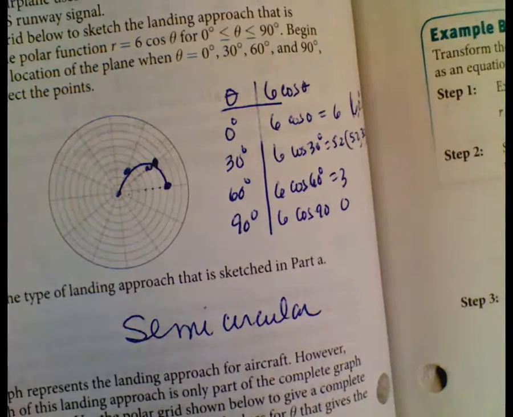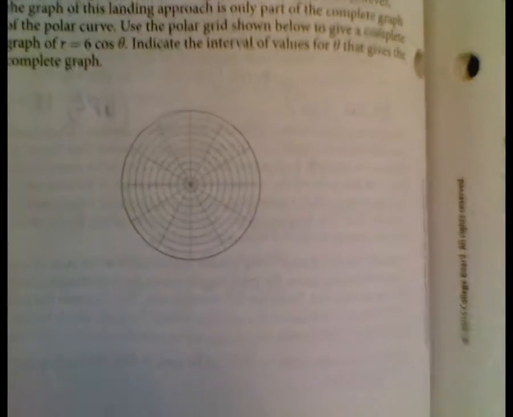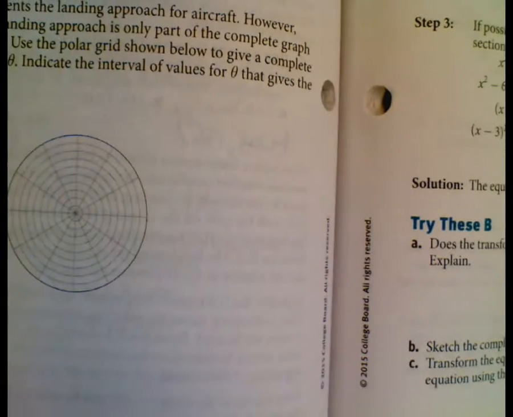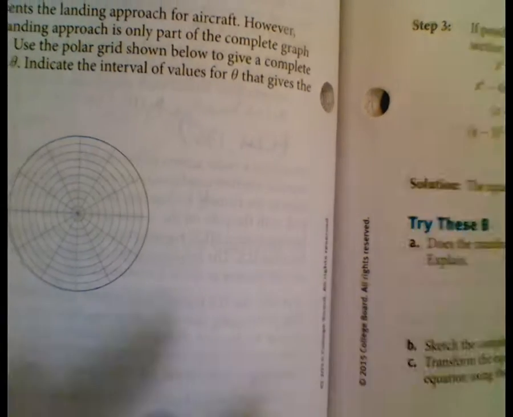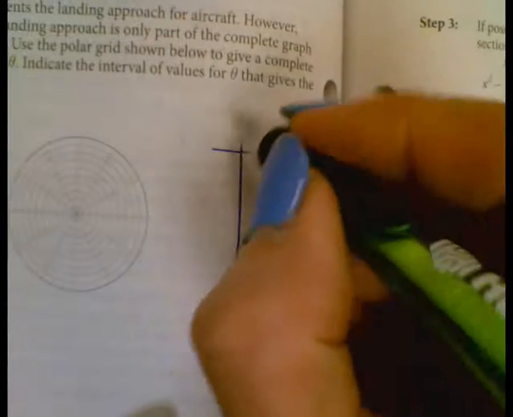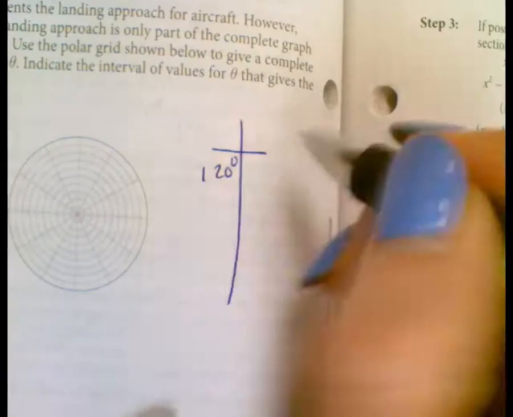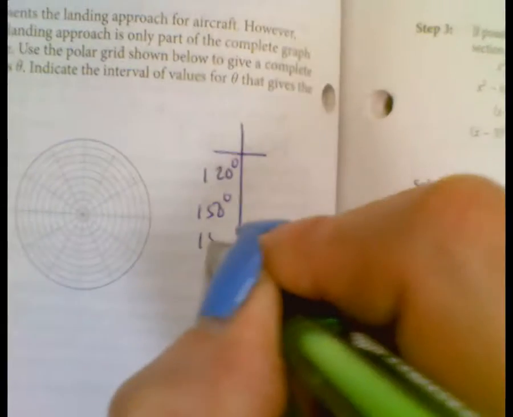Your graph represents the landing approach for aircraft. However, the graph of this landing approach is only part of the complete graph of the polar curve. Using the polar grid shown below, give a complete graph of r equals cosine theta. Indicate the interval values for theta that gives this complete graph. So basically, you would want to keep going, like maybe do 120 degrees, 150 degrees, 180 degrees.